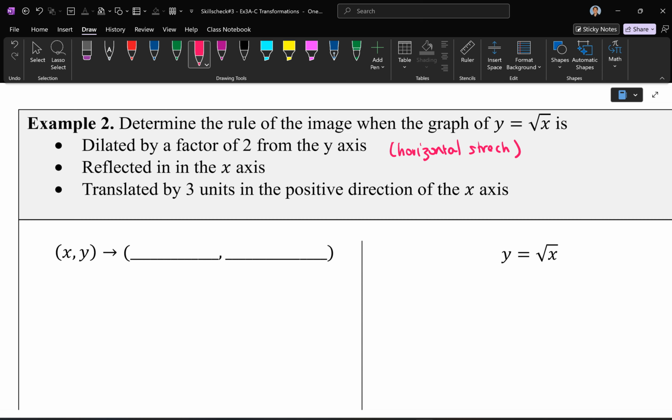And then reflected in the x-axis. So the x-axis reflected means that you flip over the x-axis. So it's a vertical flip. So to flip vertically, it has to affect the y value. So this is clearly a negative on the y. And then translated by 3 units in the positive direction of the x-axis. Big lengthy sentence. All it means is move to the right by 3.